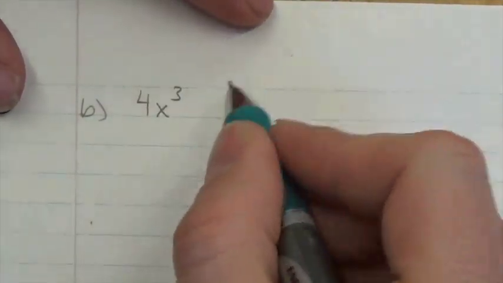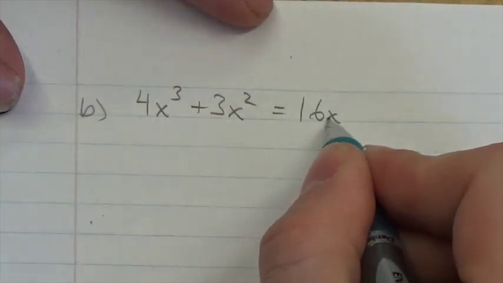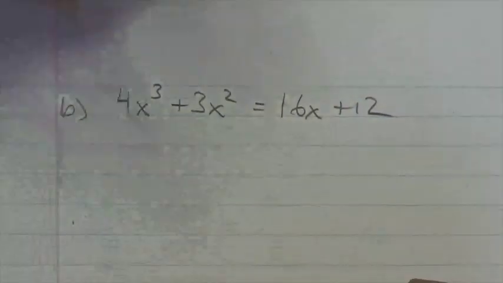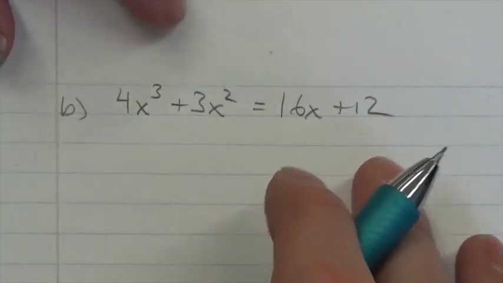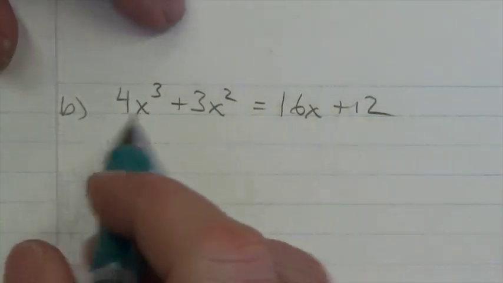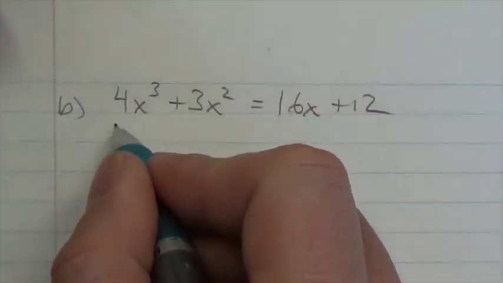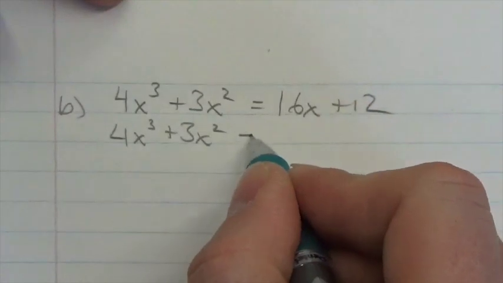And let's take a look at another one. Let's say that I give you the equation 4x cubed plus 3x squared is equal to 16x plus 12. All right, so I've got a cubic here. And it's on both sides of the equation, but when I get a polynomial like that, and I know it's a polynomial, there are no radicals in here, no rationals, I'm going to bring everything over to one side of the equation first so that it's equal to 0.